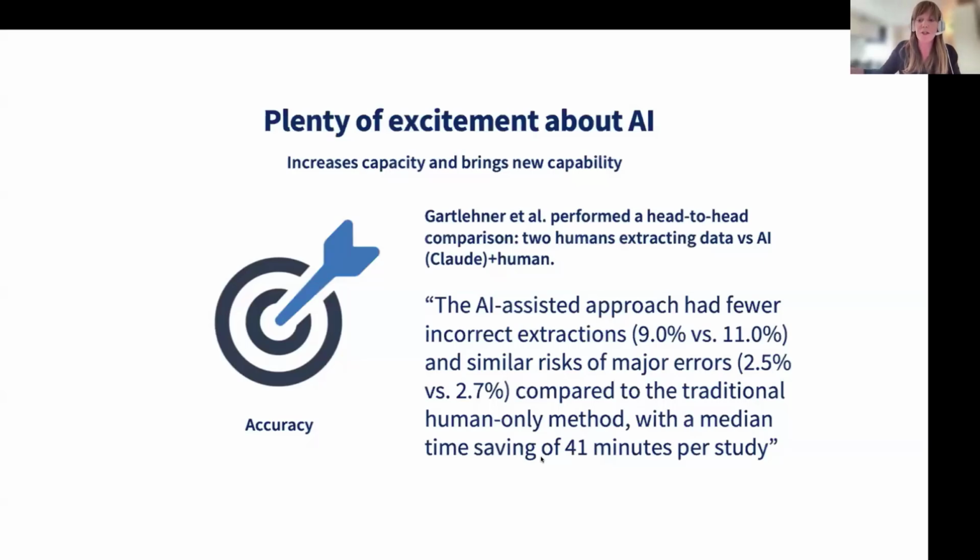And instead of using the human-only data extraction as a gold standard, they ran a head-to-head comparison with blinded adjudicators to compare traditional dual human extraction with AI plus human extraction. And the results are interesting. So the AI-assisted approach had fewer incorrect extractions, so 9% versus 11%, and similar risks of major errors, 2.5% versus 2.7%. And compared to the traditional human-only method, there was a median time saving of 41 minutes per study.